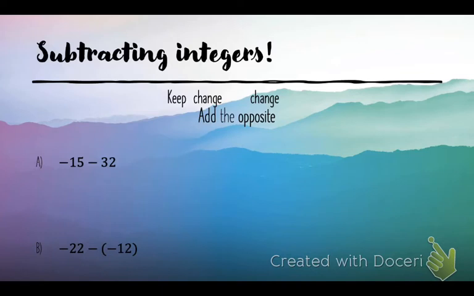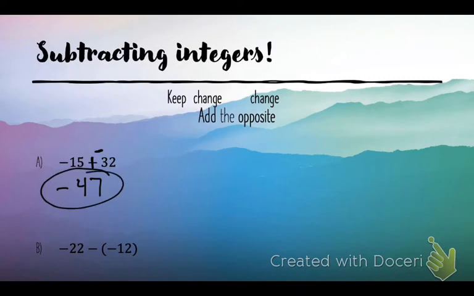So instead of the subtract, we're going to put add. And then 32 right now is positive, and I want to do the opposite of that, which is negative. Okay. Then from there, I literally go back to my addition rules. So same sign, I add, and I keep the sign. So this answer is negative 47.